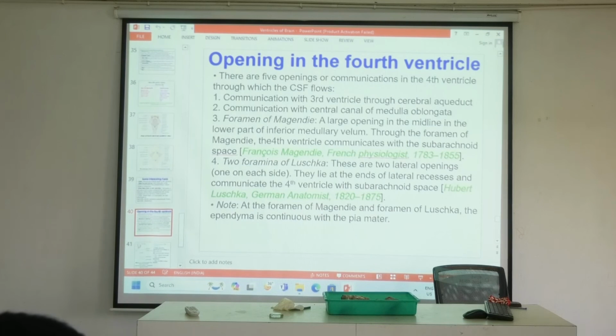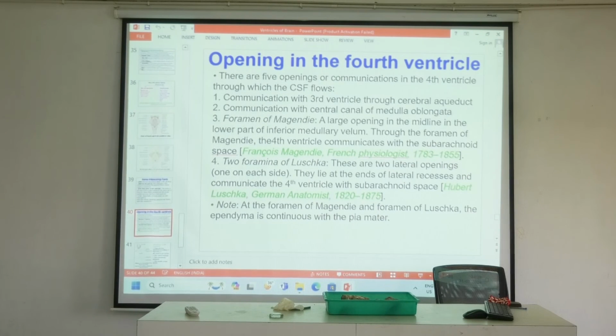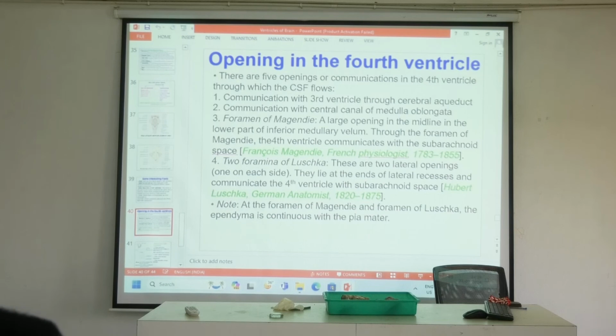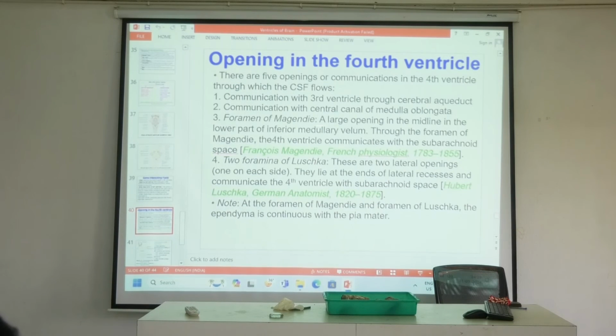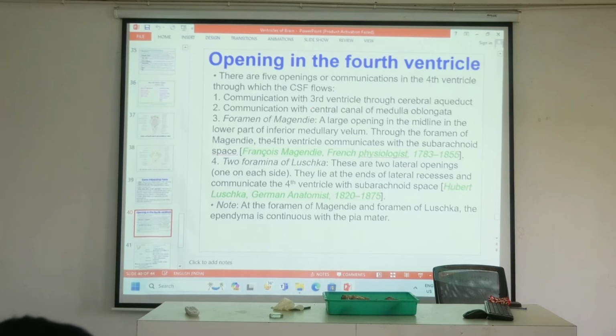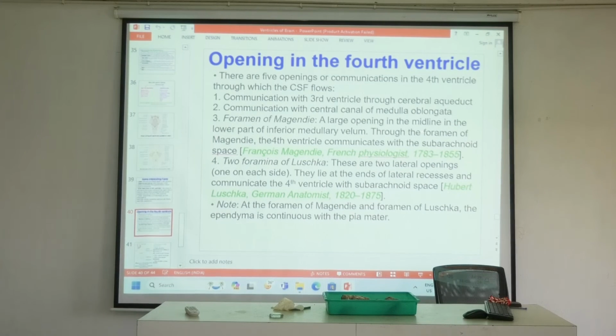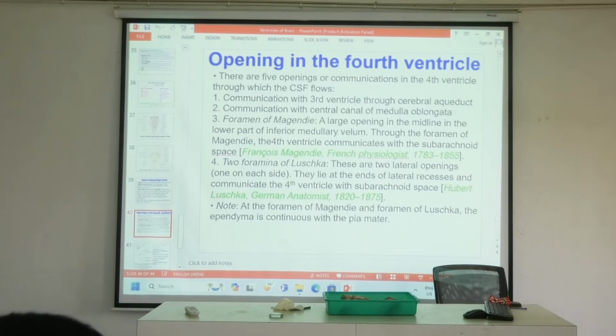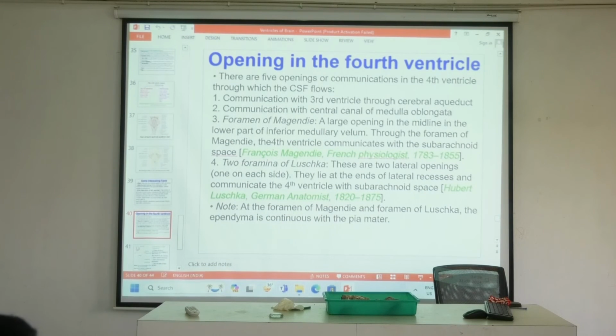Next are the openings in the fourth ventricle. This is also an important topic. There are five openings or communications in the fourth ventricle through which the CSF flows. Communication with the third ventricle via the cerebral aqueduct, communication with the central canal of the medulla oblongata, and three foramens: foramen of Magendie, a single foramen, and two foramina of Luschka. Foramen of Magendie is a large opening in the midline in the lower part of the inferior medullary velum.